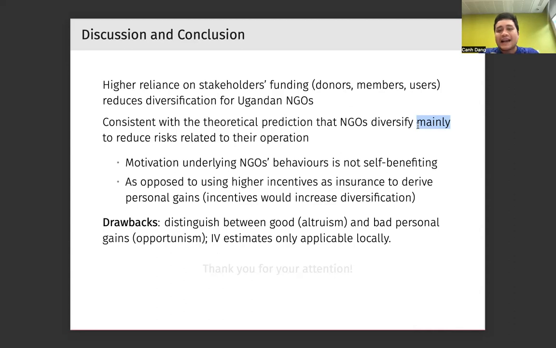Of course, our paper cannot really distinguish between the good personal gains, so the altruism trying to offer and maximize social demands, and the bad personal gains, so to capture the personal perks or to signal competence and secure a future career for the managers. We cannot do that within our framework, and we're looking into this. We're trying to do more on this, and of course, all of the issues related to local treatment effects apply in our IV estimation. So we can't really say anything about how the NGOs who are not affected by the flood would react in their decision-making process to the change in the funding.